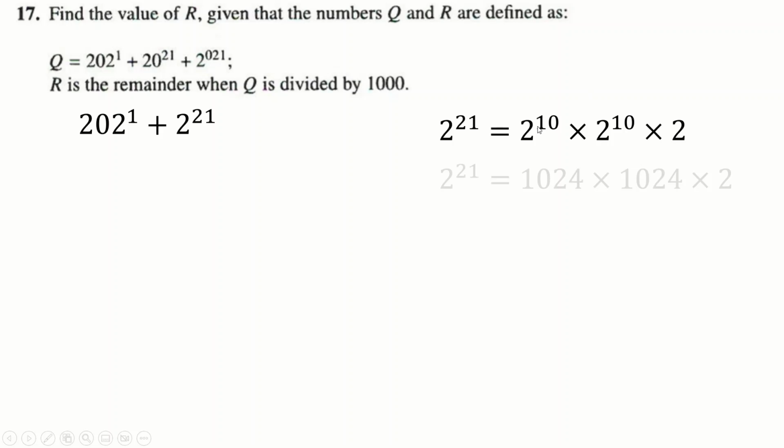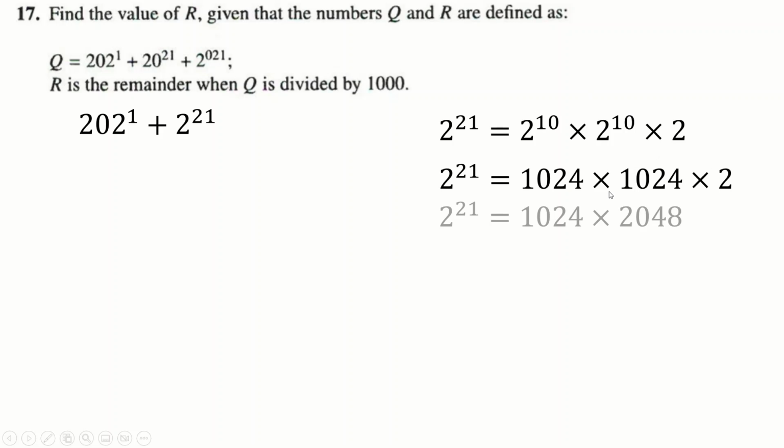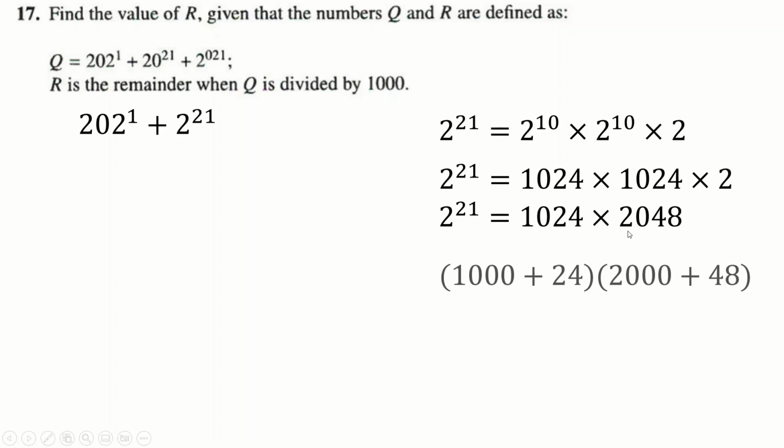I know this is 1,024. I can double this up, and now I could just work this out, or I could think, well actually, this is just 1,000 plus 24 times 2,000 plus 48. And when you expand these brackets, just like we discussed with this number, this expansion is going to have too many zeros at the end. It's going to be 48,000, which is going to have zero remainder divided by 1,000, and likewise these two, and likewise obviously these two. So actually all I care about are these two.